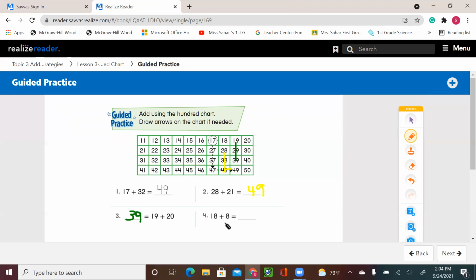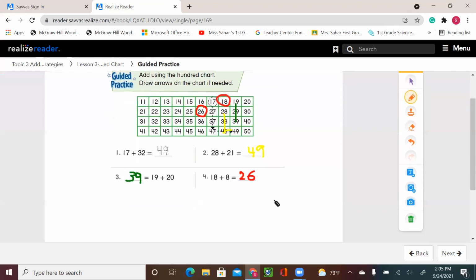Okay, 18 plus 8. Let's take a different color. I look at the tens, I don't have anything. That means I need to count the ones. I need to count 8 numbers. So this is what I'm starting from. And I'm going to count 1, 2, 3, 4, 5, 6, 7, 8. Landed on 26. So 18 plus 8 is 26. So I'm going to put 26 here. It's simple and fun.